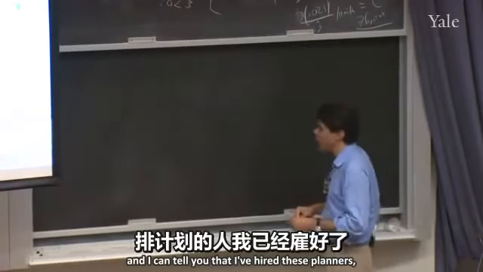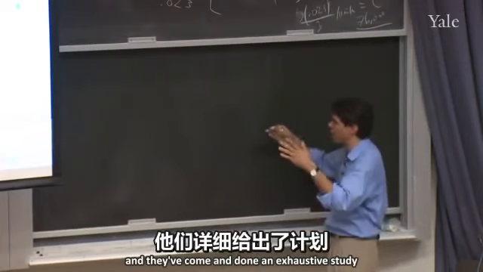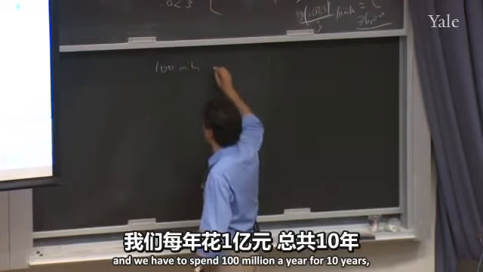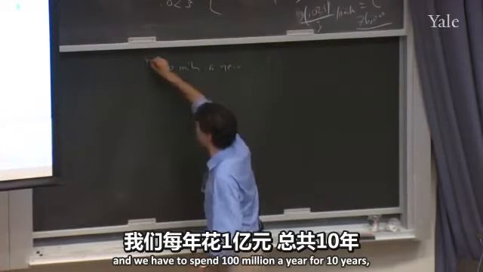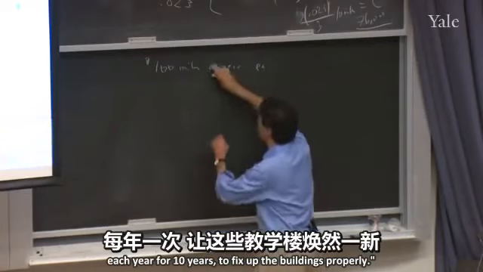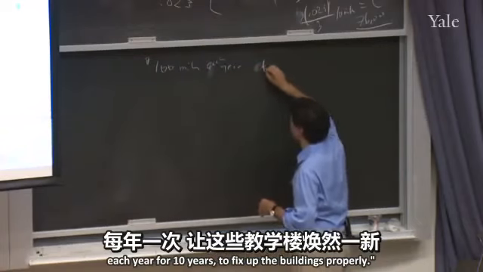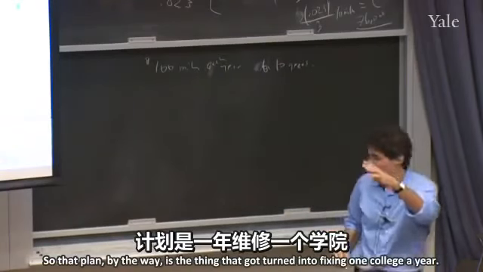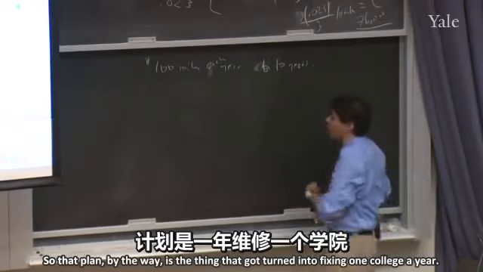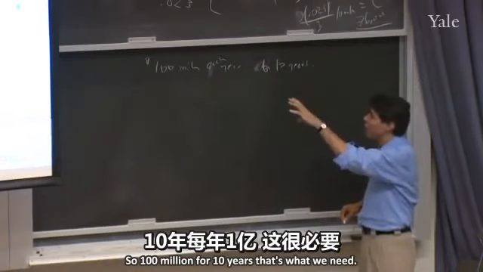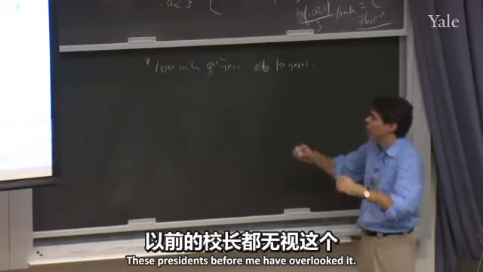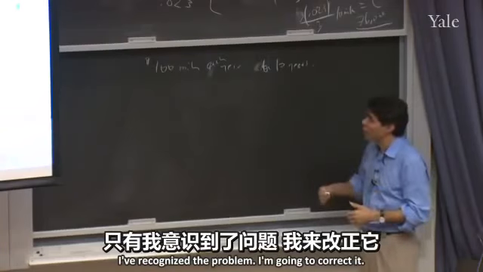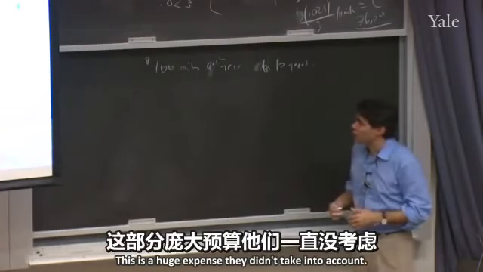And I can tell you that I've hired these planners, and they've done an exhaustive study, and we have to spend $100 million a year, each year for 10 years, to fix up the buildings properly. That plan, by the way, is the thing that got turned into fixing one college a year. So $100 million for 10 years, that's what we need. These presidents before me have overlooked it. They've spent as if we don't have to keep up the buildings. I've recognized the problem. I'm going to correct it. This is a huge expense they didn't take into account.